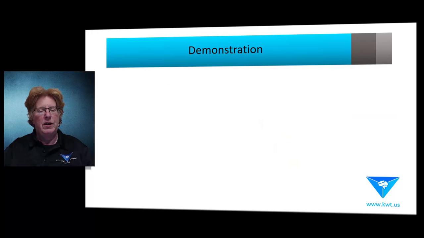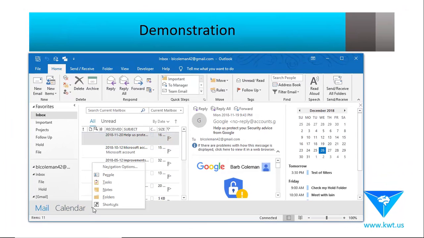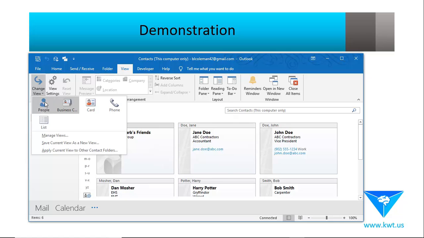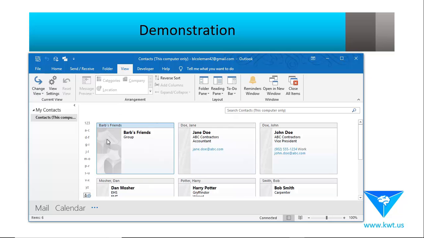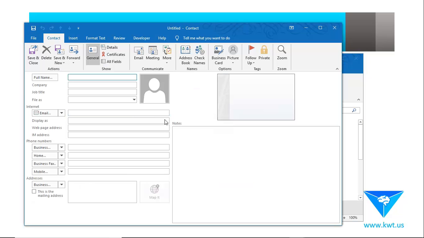So let's take a look at contacts within Outlook. So we get to our contacts through our navigation. Let's go to People. And remember, we talked about views, so we can change our view setting depending on how we want to see these show up. But it doesn't matter what our view is, the creation of a new contact is the same. So I go to my Home ribbon and select New Contact.